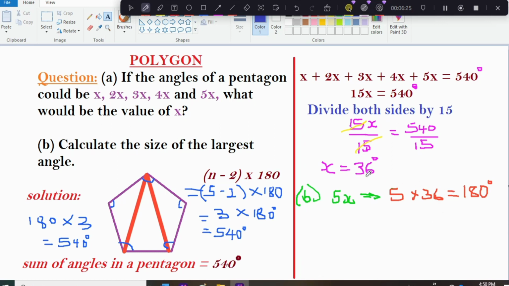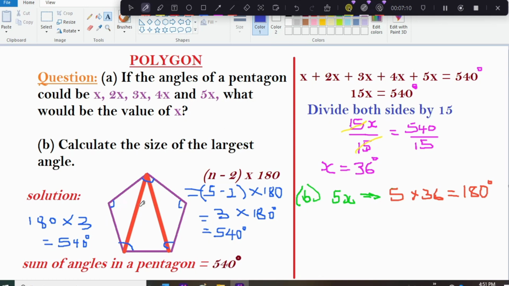Assuming we are asked to find the other angles, we can just say x, which is 36, times 2. We have the 2x, 3x will also be 3 times 36, 4x, 4 times 36, and so on. If you do that, you're still going to get a total of 540, and that ensures that the answer is correct. If you get a total of 540, it's an indication that the workings are in order. So that is how to solve this question.